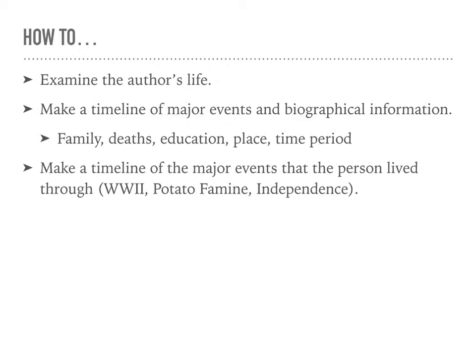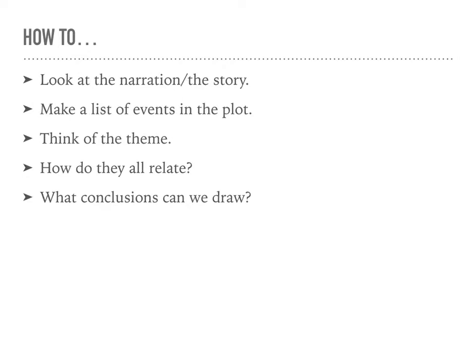And you also want to make a timeline of the major events that the person has lived through. For instance, the Second World War, or the potato famine, or the independence of a country. Then you have to look at the specific story, because it's not a biography of the author, but it's looking at the characters and their lives and what the author says about it. So you have to look at the narration and the story or the plot. You have to make a list of the events that have happened in the plot, and you have to think about the theme. What are the major discussions that are going on in the book, and how do they all relate, and what conclusions can you draw from this?